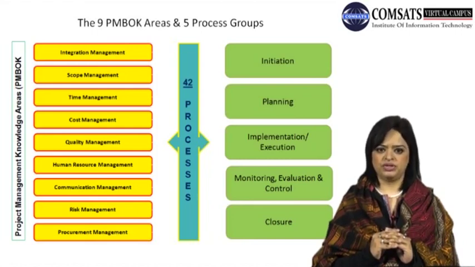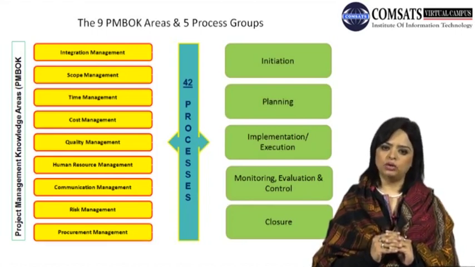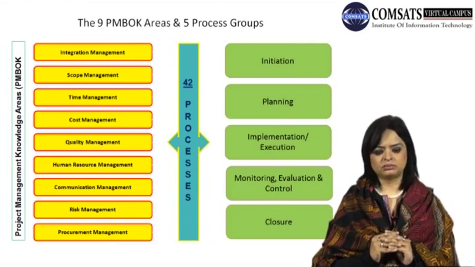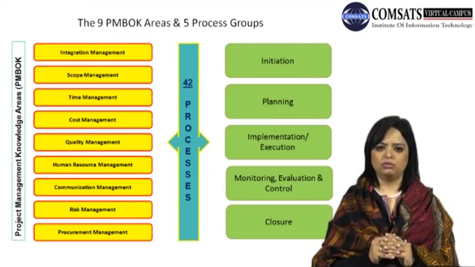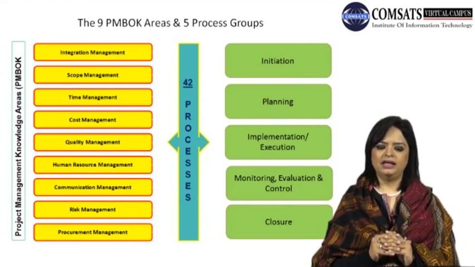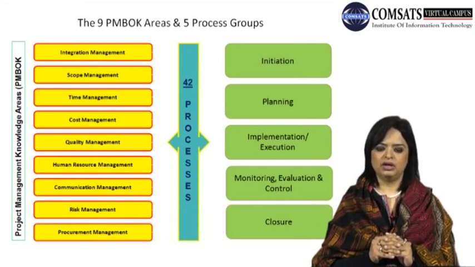There are 42 processes which are considered either core process or facilitating process to successfully lead, execute, and implement a project, or monitor and control a project. So within those 5 phases, there are 42 processes that are required by a project manager to successfully execute and make sure that none of the process is ignored during the life cycle.